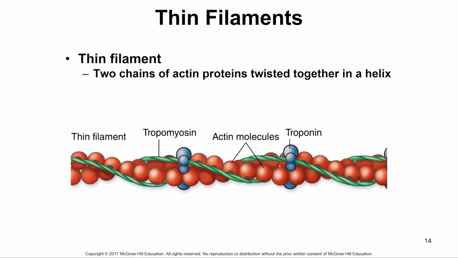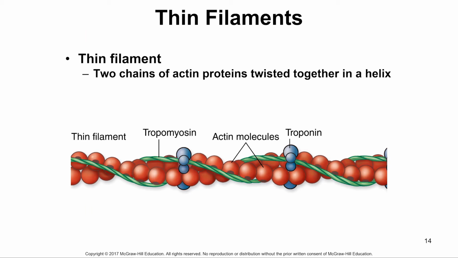Now, the thin filament is made out of two chains of actin proteins that are twisted together. In addition to the actin, there is also a tropomyosin strand that is wrapped around the thin filament as well. The tropomyosin covers myosin binding sites that are on the actin molecules, which inhibit those myosin globular heads or myosin motors from binding to the thin filaments. And then troponin, which is attached to tropomyosin, is the site where calcium binds to initiate the muscle contraction.